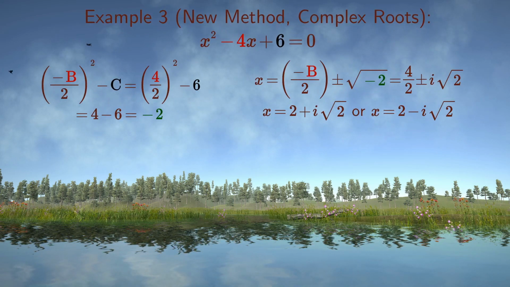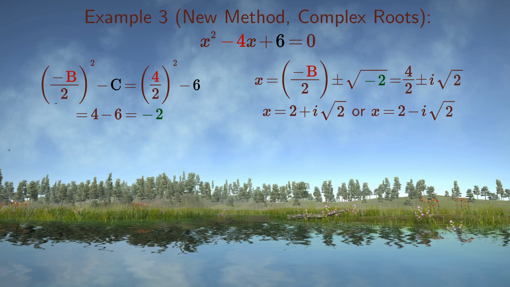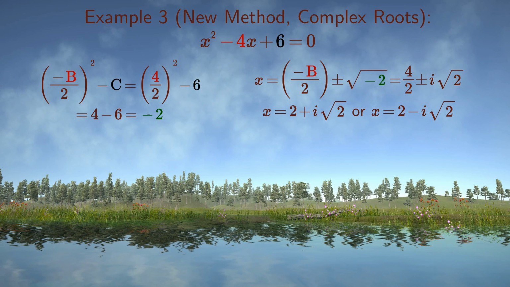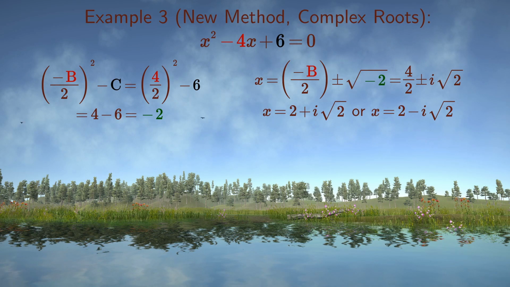And the method works just as well for complex numbers. You now take the square root of a negative number, which simply adds a complex number to the roots, but the idea remains exactly the same.